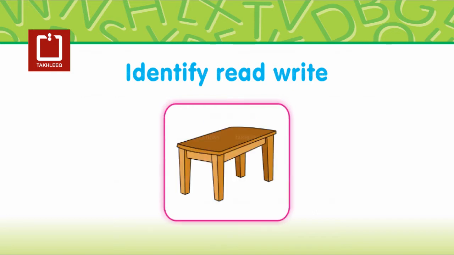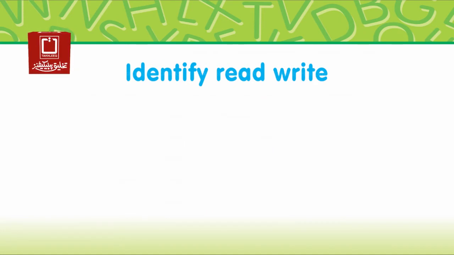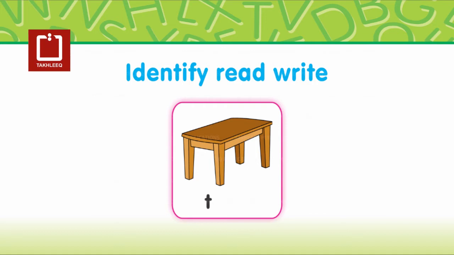We see here the picture of a table. Now we say the spellings of table. T A B L E, table. So we write T A B L E, table, on lines.